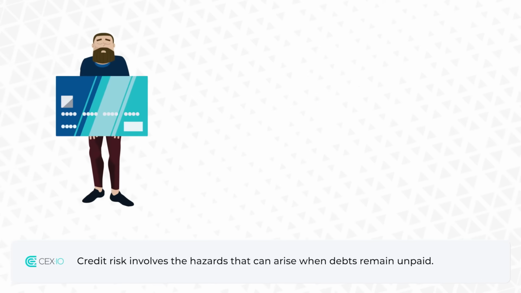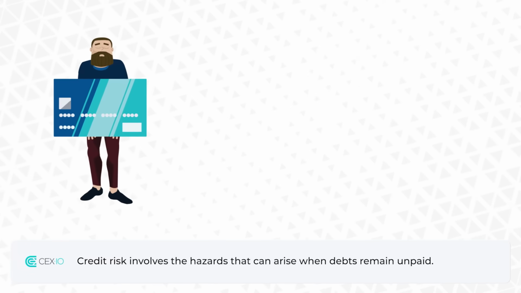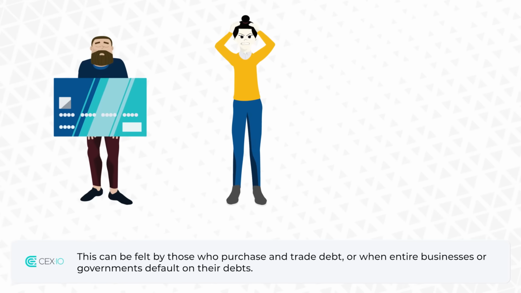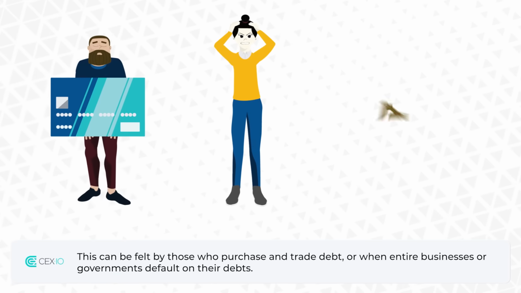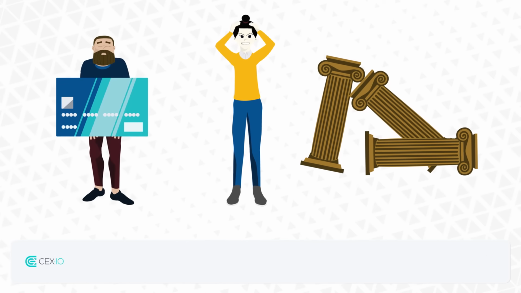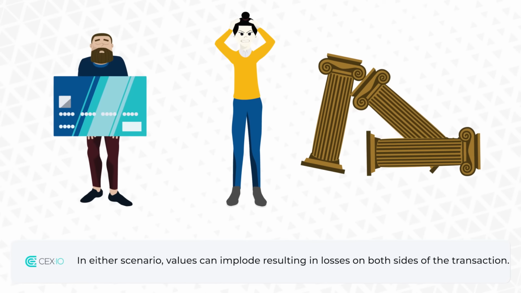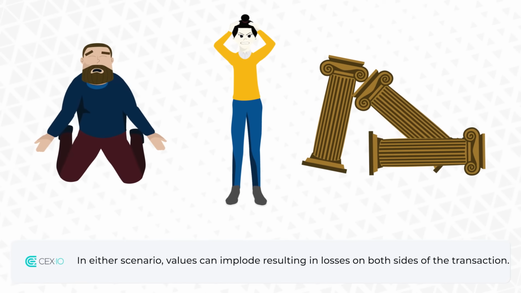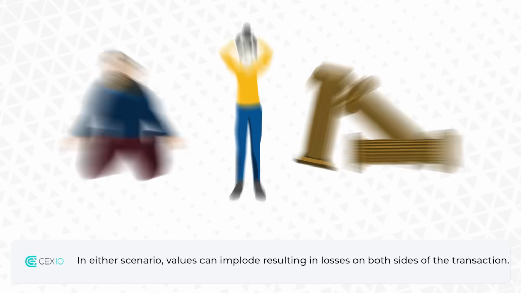Credit risk involves the hazards that can arise when debts remain unpaid. This can be felt by those who purchase and trade debt, or when entire businesses or governments default on their debts. In either scenario, values can implode, resulting in losses on both sides of the transaction.